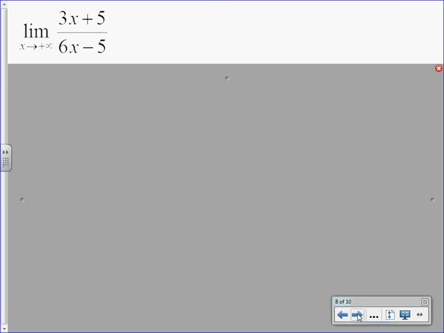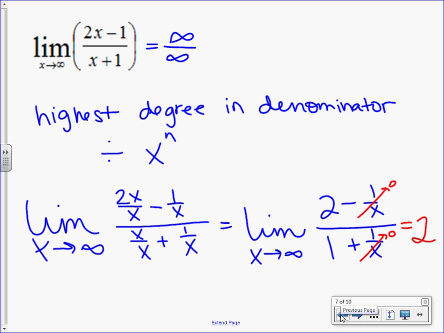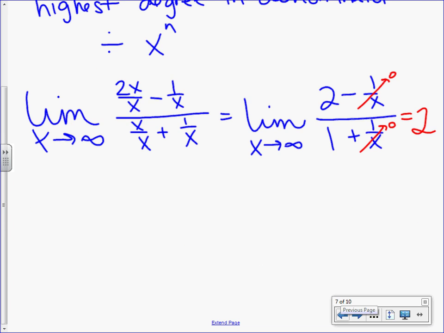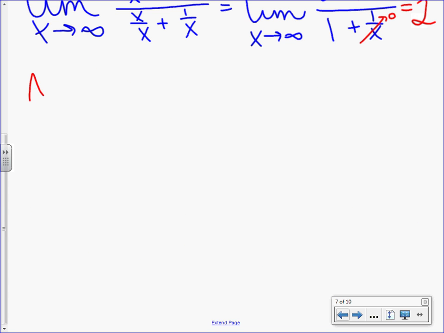So, let's recall our horizontal asymptote rules. I like the little arrow. I'm gonna start using the little arrows.